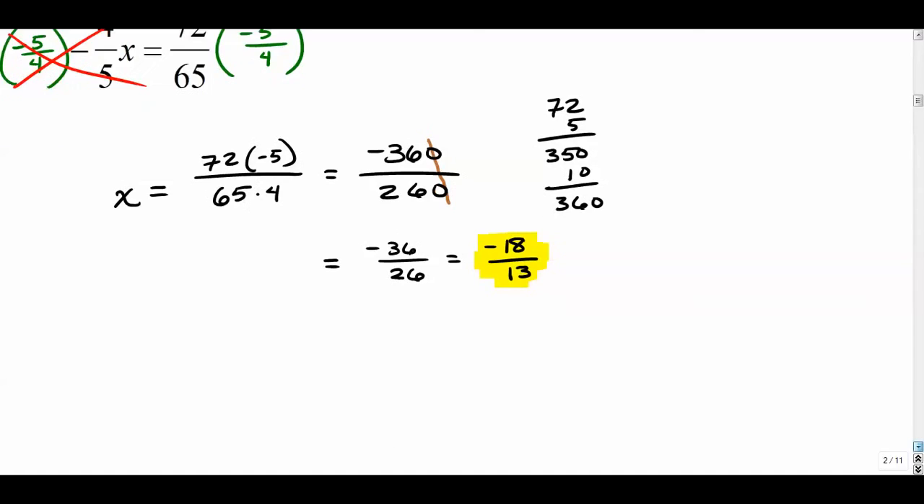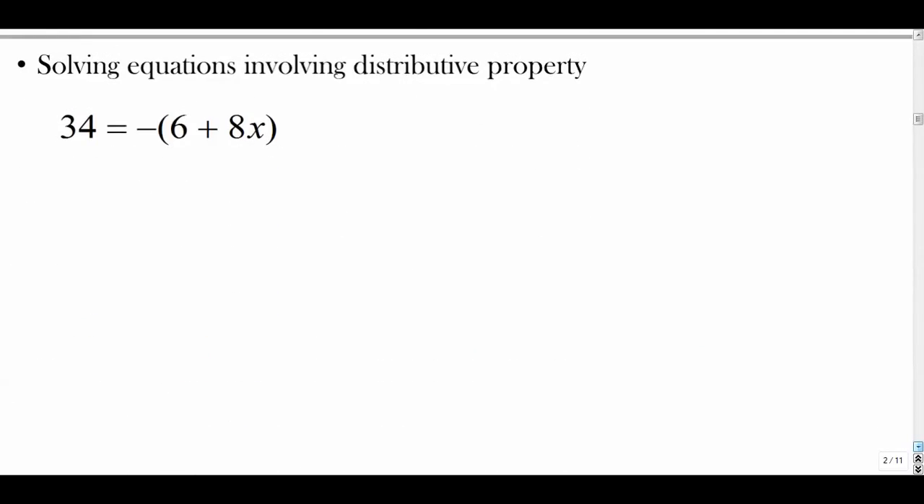So there was your first skill. Next up, solving equations involving the distributive property. Pause this, give it a shot, and then press play when you're done.